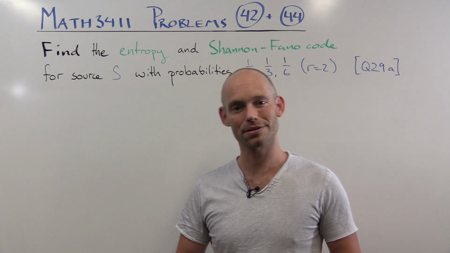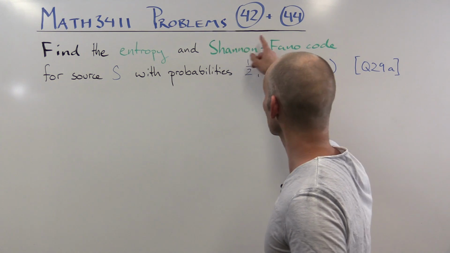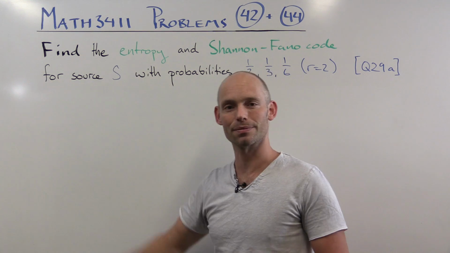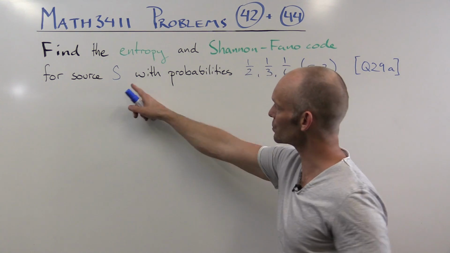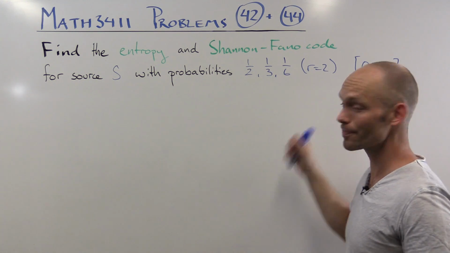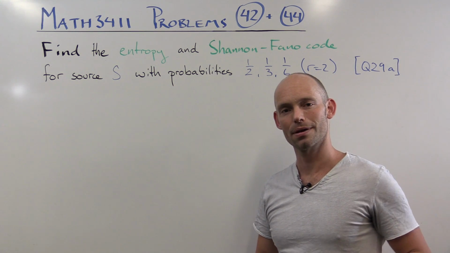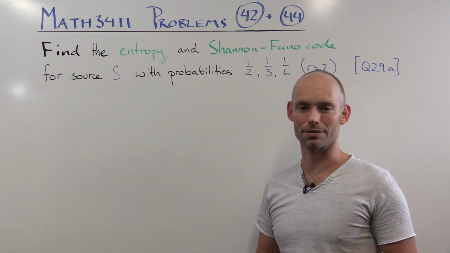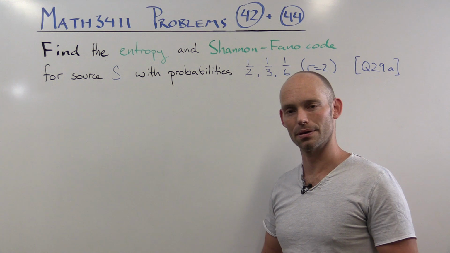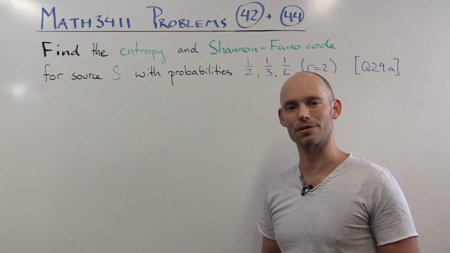My name is Thomas Britz, and I'll be looking at problems 42 and 44 from the course MATH3411. In this problem, we have to look at the sources from questions 29, 33 and 35. Back in those questions, we had to calculate the Huffman code and look at the average length of it, which was minimal as we know.